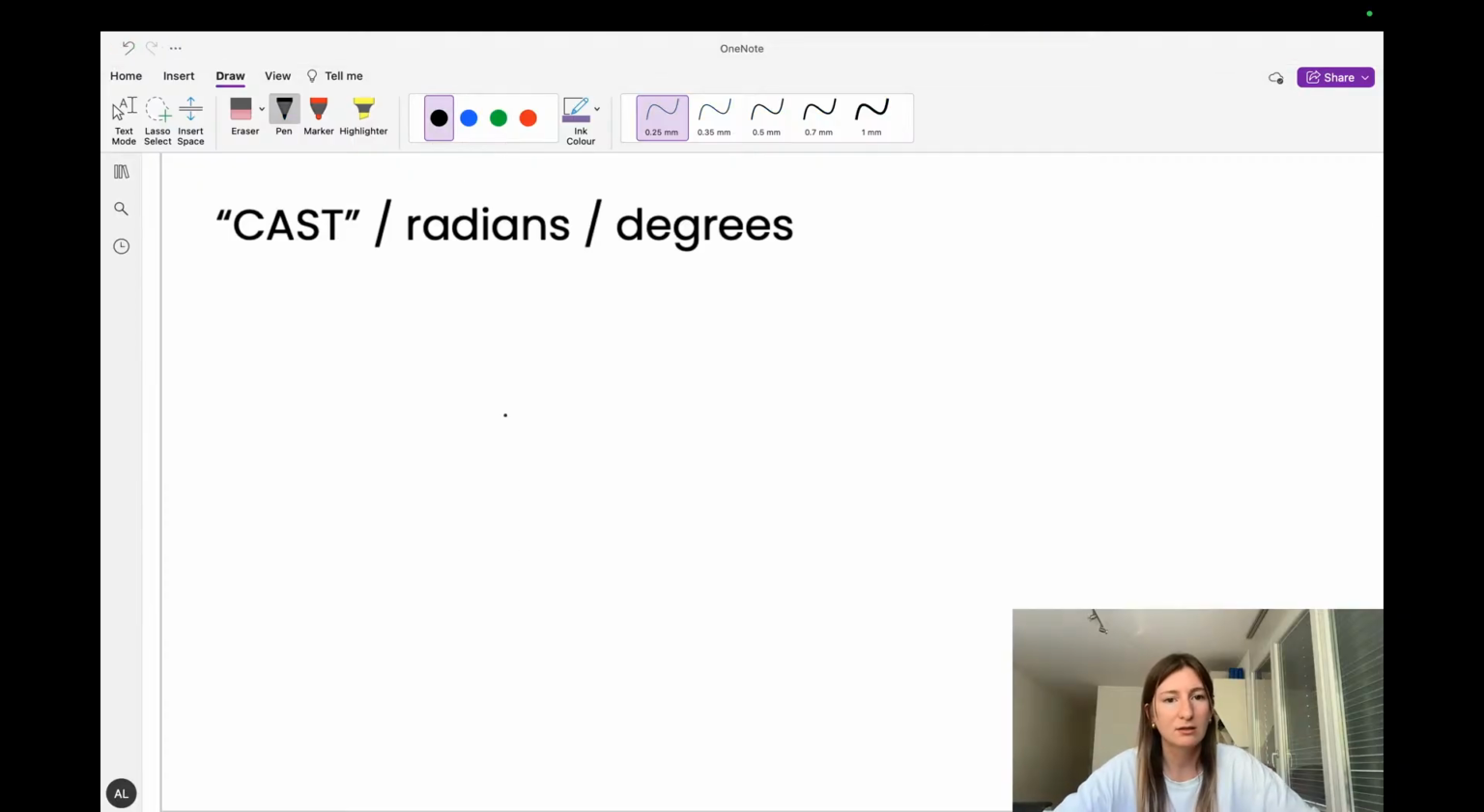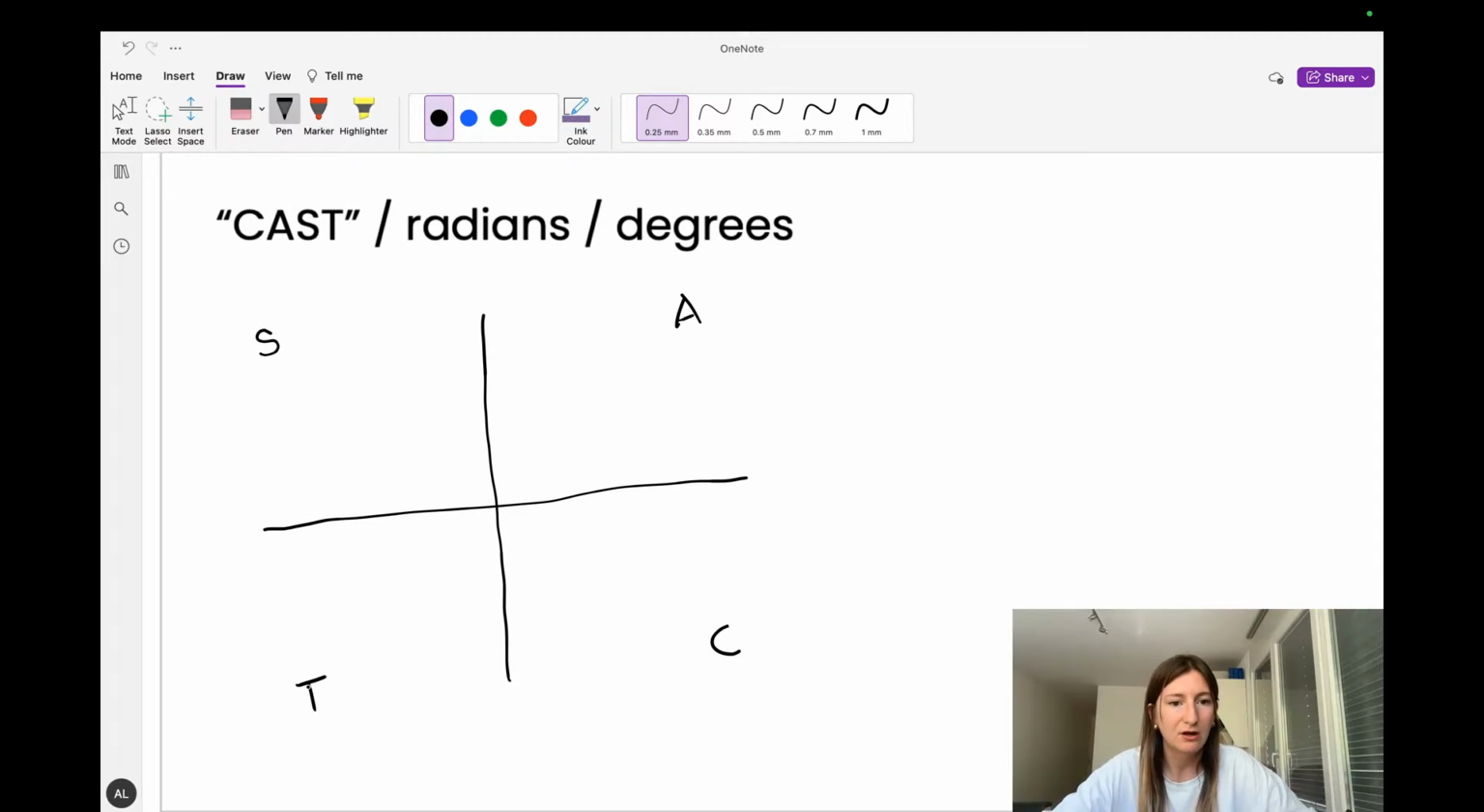using CAST. So I don't know if you've heard of CAST. Anyone heard of CAST? This is just taking out quadrants and saying where all of our values are positive.